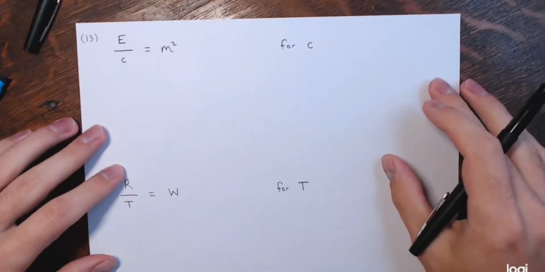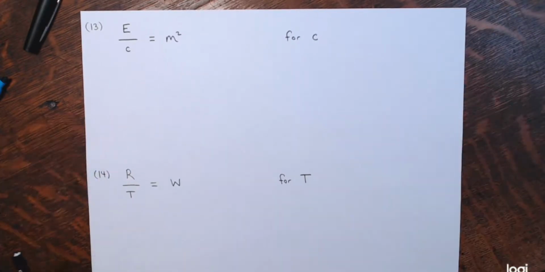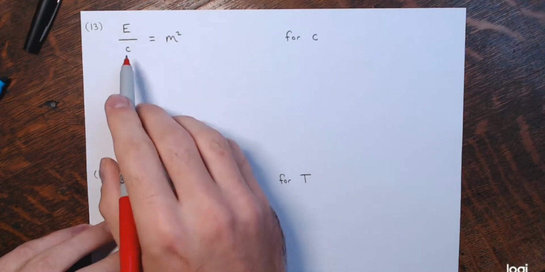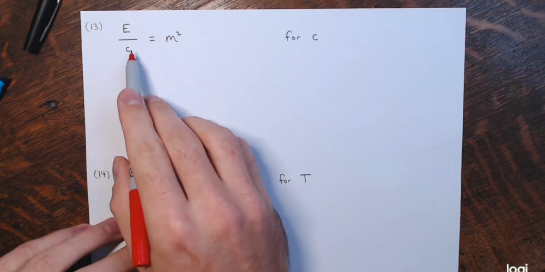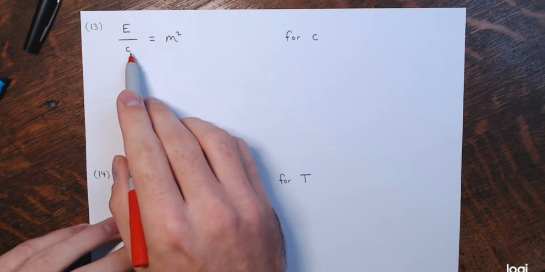Example 13. Again, the same steps. Now this is, again, pretty simple. Examples 13 and 14 are very similar, almost exactly the same as examples 1 and 2. You want to go back and look at those. E divided by c equals m squared. Solving for c.